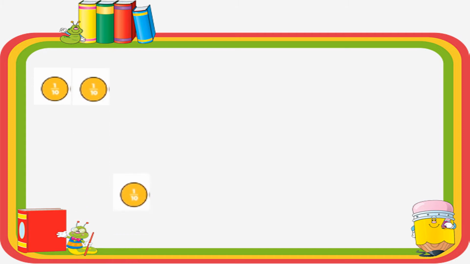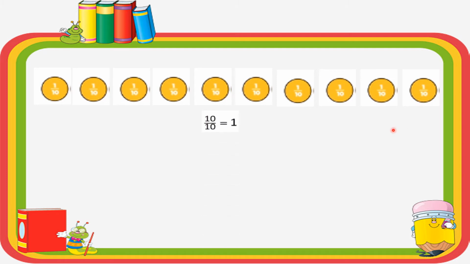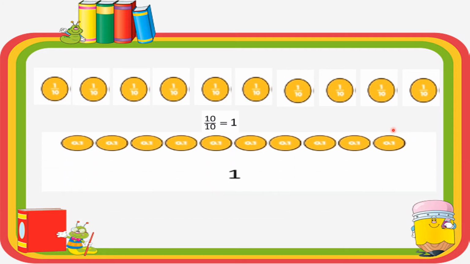So here are 10 counters, and these 10 counters have been divided into 10 equal parts. 1, 2, 3, 4, 5, 6, 7, 8, 9, 10. 10 counters divided into 10 equal parts. So 10 divided by 10 is equal to 1.